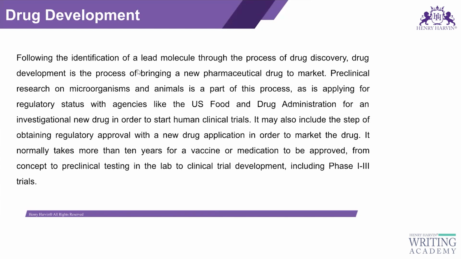It may also include the step of obtaining regulatory approval with a new drug application in order to market the drug. Okay, so once the sponsor gets approval to conduct the clinical trial on humans, clinical trials on humans are also conducted in 3 phases: phase 1, phase 2, and phase 3, in which the population of the patients on which the clinical trial is conducted increases gradually. In the first phase there will be fewer participants, then in the second phase it will increase, and in the third phase it will increase again, to see the efficacy.